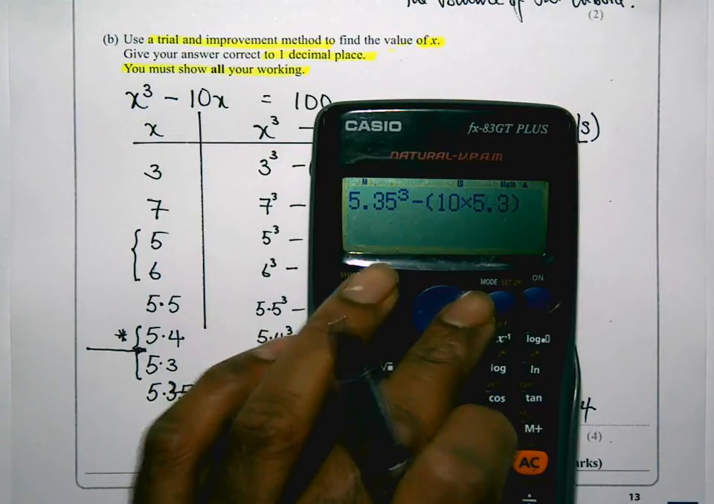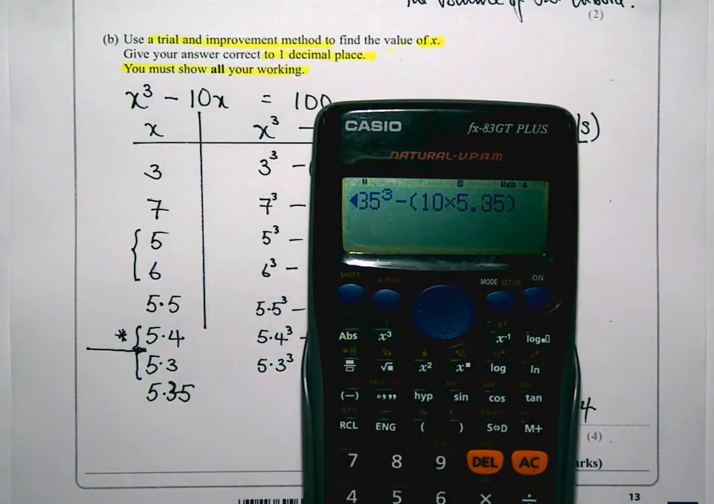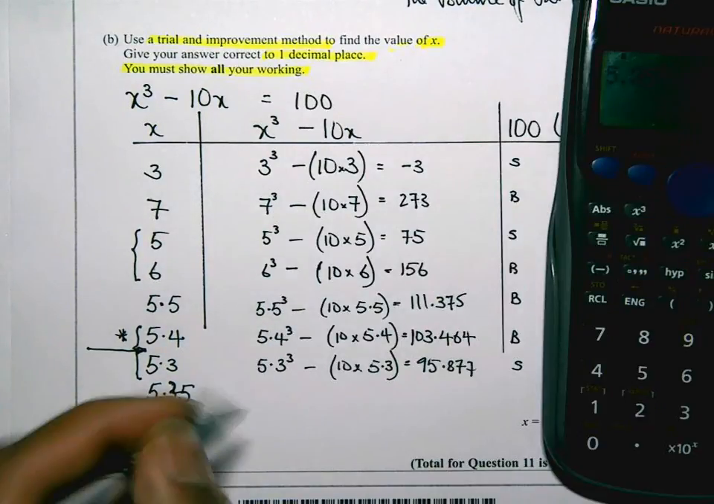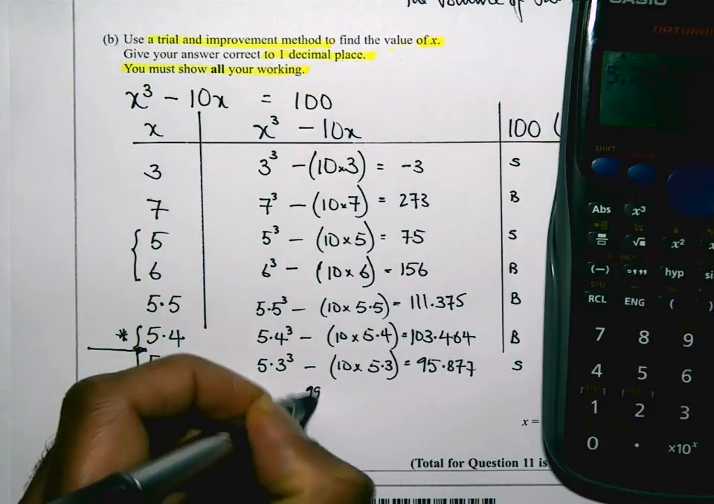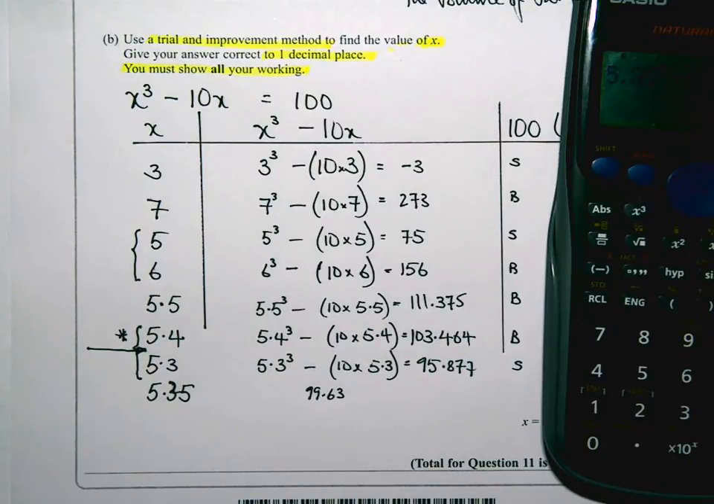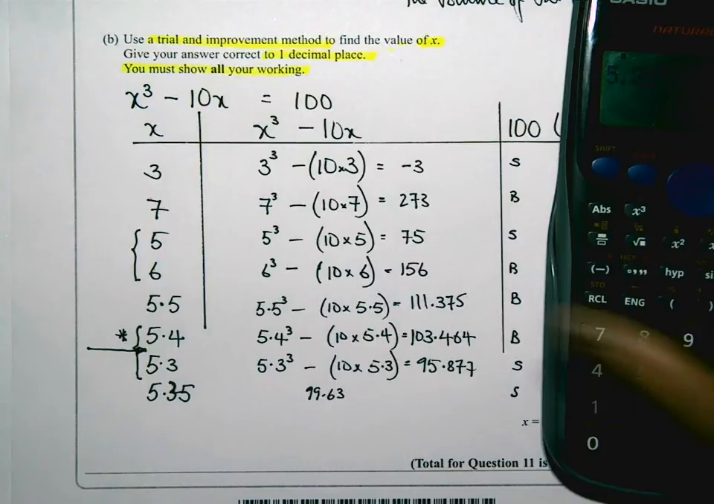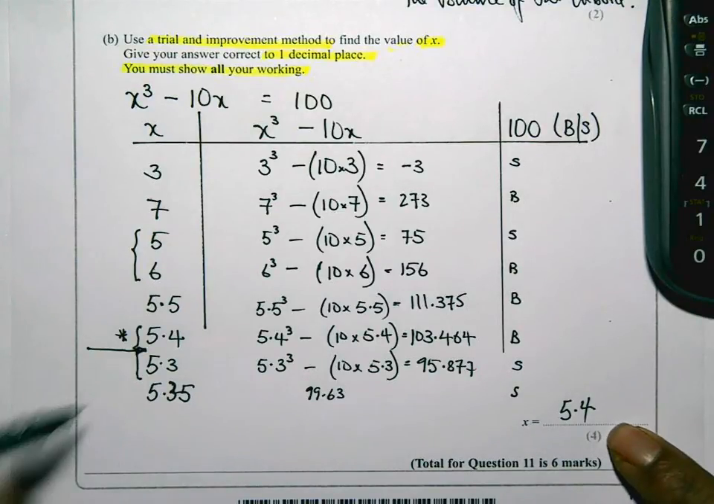5.35 gives me 99.63. 99.63 is still too small, right? Now because that's too small, that means that the number I'm going to go to has to be bigger, or give me an answer bigger than 99.63. So in between these two, I'm going to go to the bigger number, which is 5.4, which is what we said originally. But you have to do this last bit here, right? Try this middle number in order to get full marks.